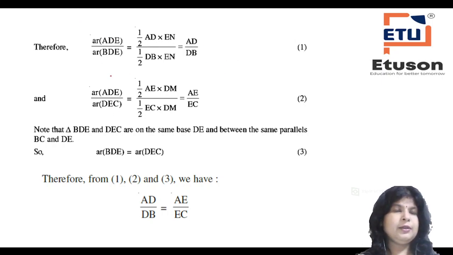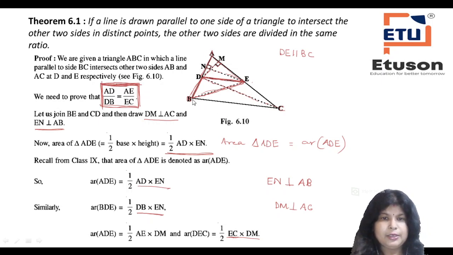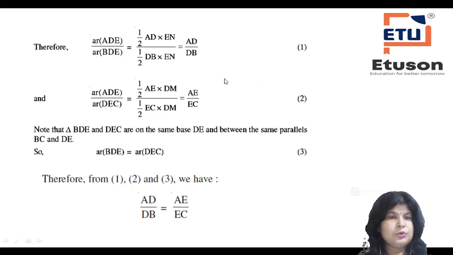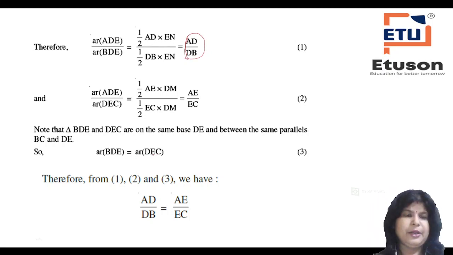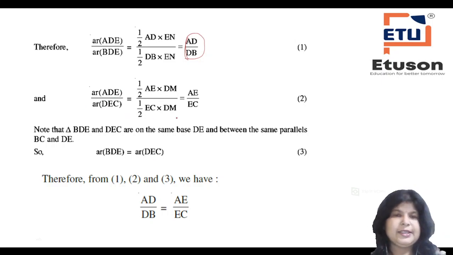Similarly, if you take the other ratio, that is triangle ADE by DEC. So let me show that triangle again. So here ADE by BDE, another one is ADE by DEC. Okay, so the same thing we have done and substituted the corresponding value. So you have got the ratio of area ADE to area BDE is equal to AD by DB, and the ratio of area ADE and area DEC is equal to AE by EC, right?